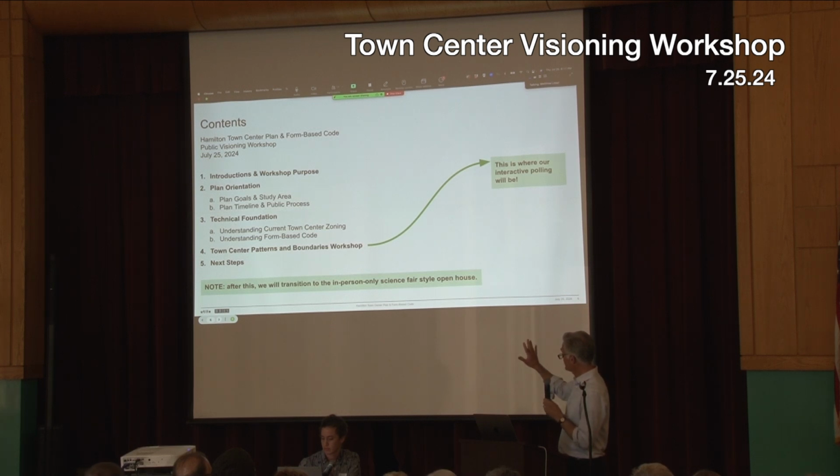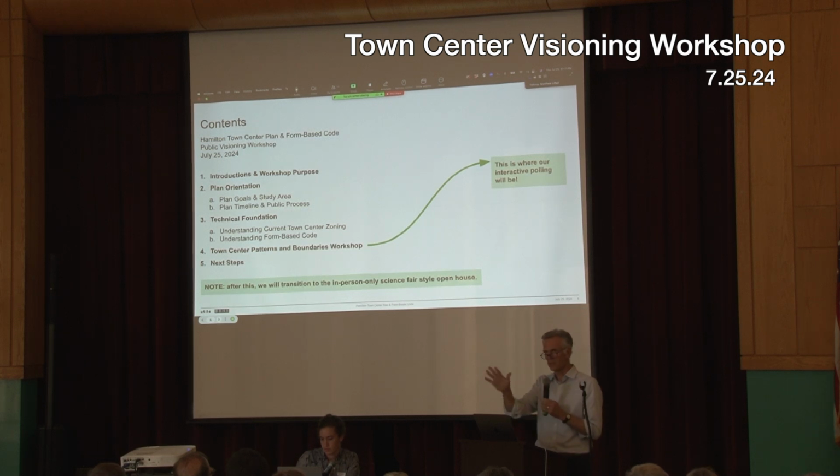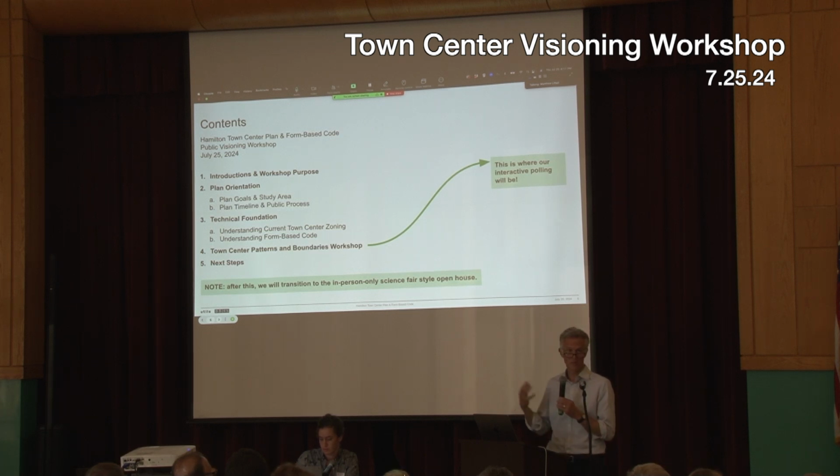So we've had some introductions. We'll talk a little bit about orienting you to the plan that we're working on, and then a little bit more detail about the various zoning approaches that we're considering and how they might fit relative to your goals. And then we will be doing a sort of trial run. You have seen some of the images in the back, but we'll be asking for your specific feedback about the patterns that we're seeing in various different parts of your downtown.